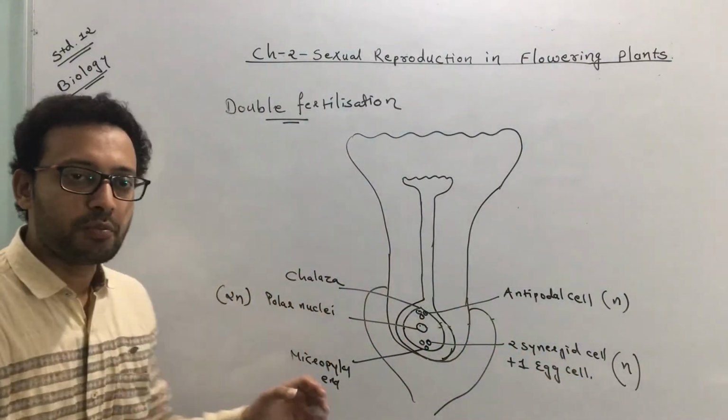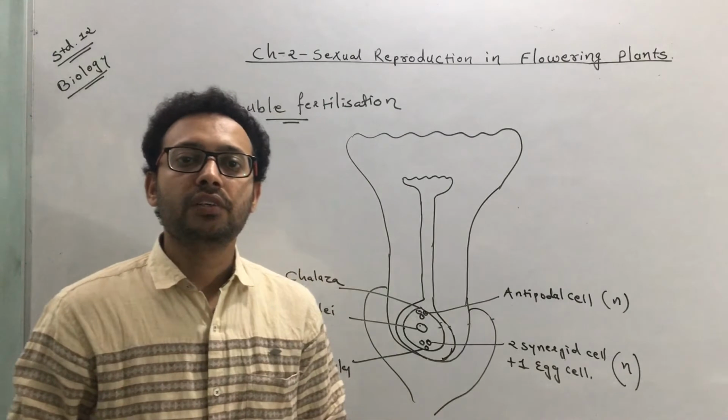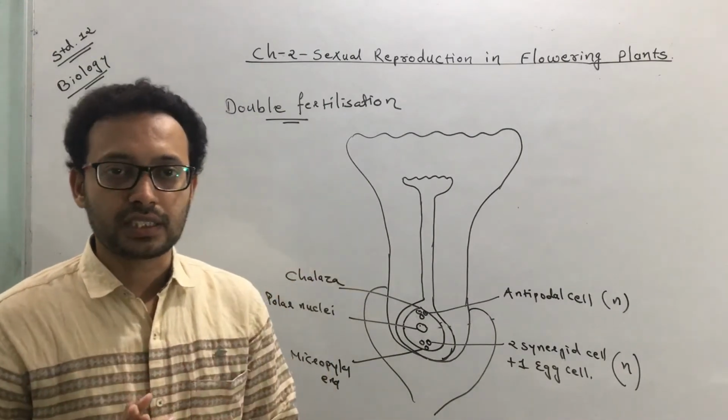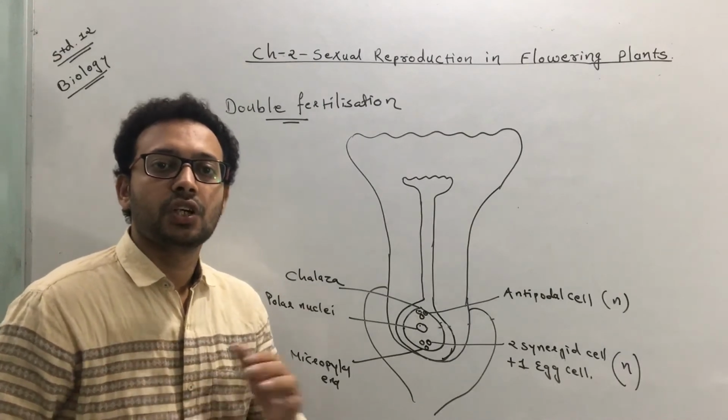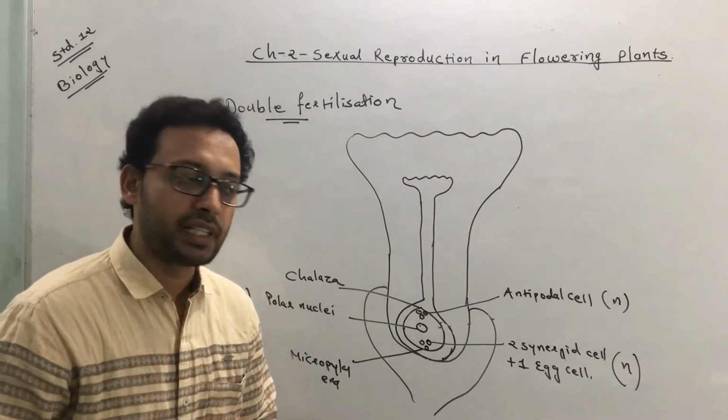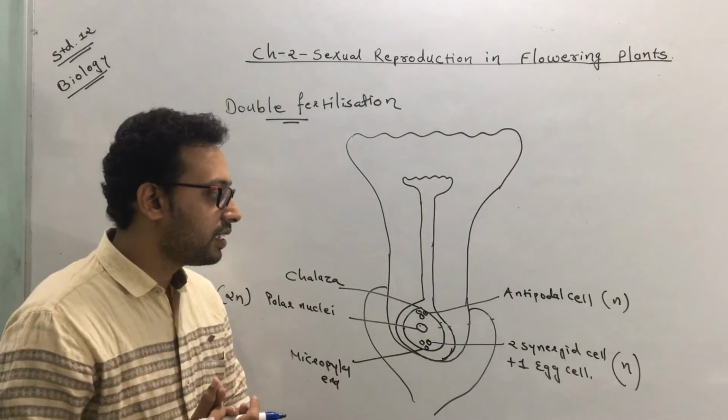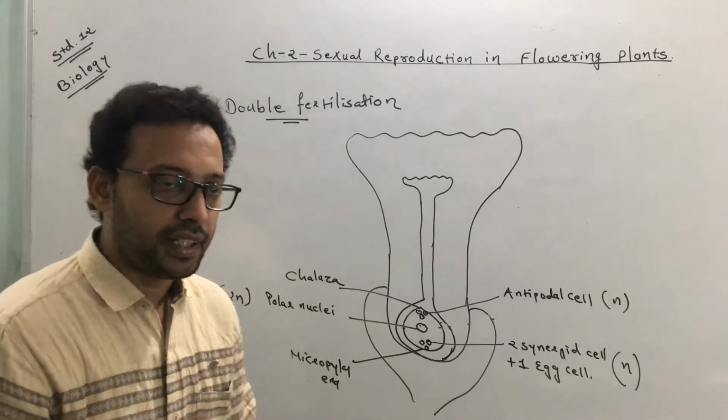The polar nuclei is diploid because it is made up of the fusion of 2 nuclei, which we have already discussed, during megasporogenesis, or embryo sac formation, or female gametophyte formation. We have discussed it. Now, how does fertilization take place?